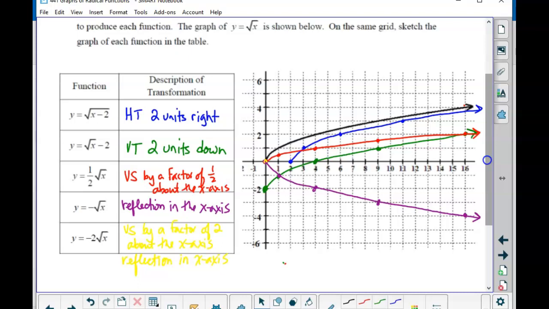So 0 times -2 is 0. 1 times -2 is -2. 2 times -2 is -4. 3 times -2 is -6. And then we're going to run out of space. It's going to look something like that.